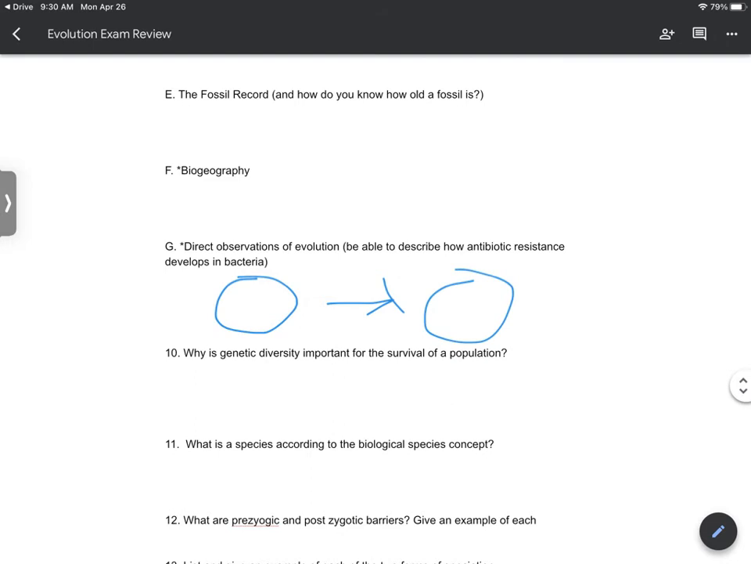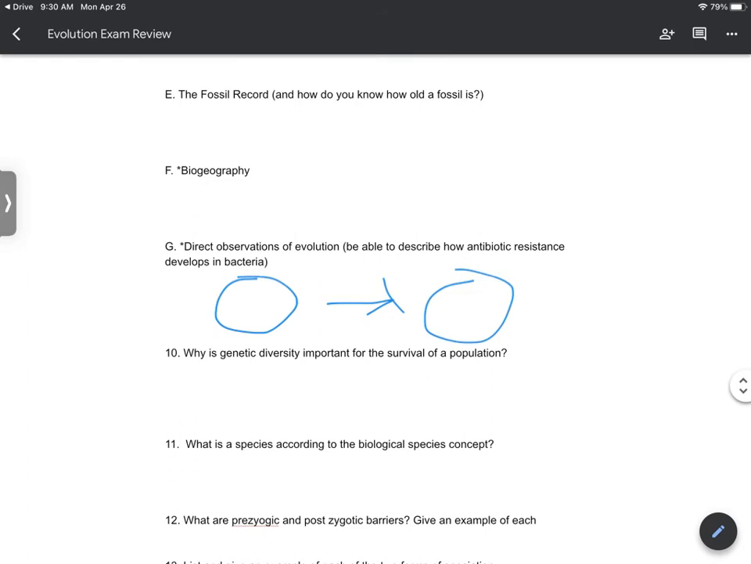Genetic diversity is important for the survival of the population because of that idea. If a new pathogen or some new environmental condition happens, what kills one of them hopefully won't kill all of them if they have diverse genetics. There might be some that are able to survive better, whereas if all of the individuals are basically the same, what kills one of them probably is going to kill all of them.